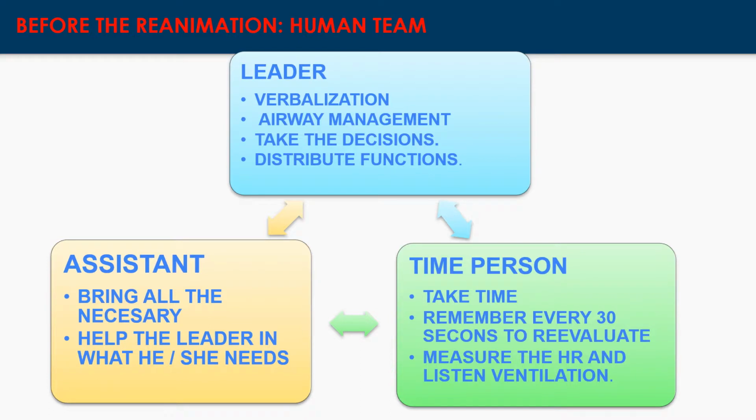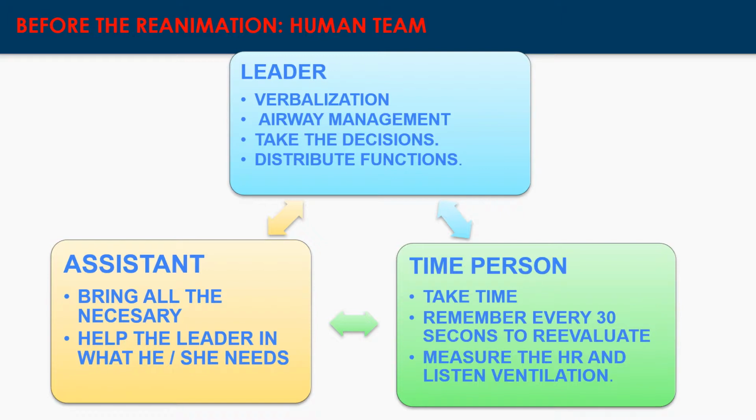And in addition to the material part, we also need the human resources. Human resources are very important because you need to be coordinated and you need to have distributed the functions of every person before the reanimation. Because when the reanimation occurs, you need to be prepared. You cannot start distributing the functions and talking about how you will work while the baby is in cardiac arrest. So you need to have this spoken before.